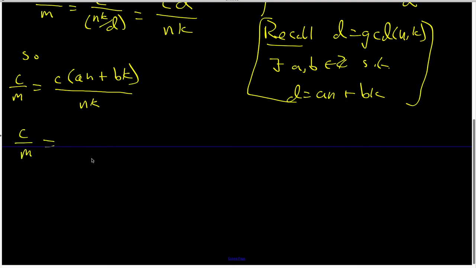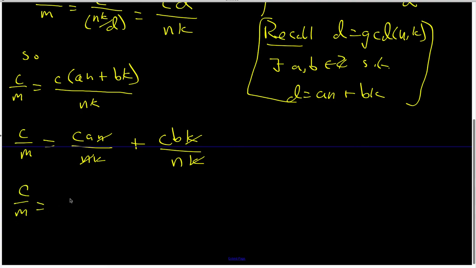c over m is going to be equal to can divided by nk plus cbk divided by nk. And gee, here those n's cancel, here the k's cancel. So c over m now looks like ca over k plus cb over n.